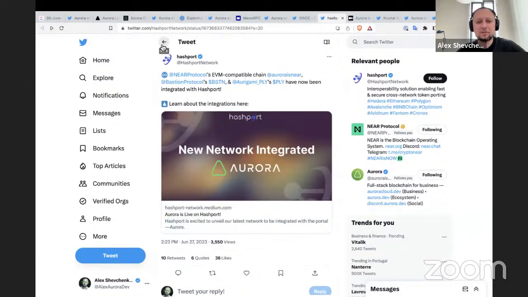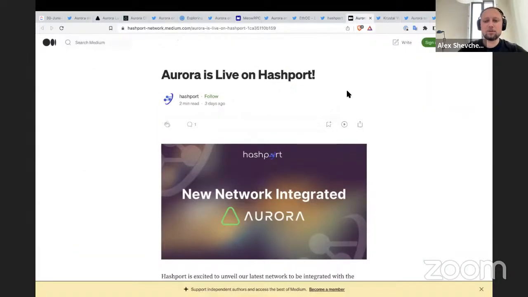Hashport integrated with Aurora, and Hashport is one of the bridging solutions that allows the transfer of tokens between different ecosystems. Originating from Hedera, they are expanding to many different networks and are already working with Aurora. So check it out in case you have been using Hashport. Now you are able to work using Hashport with Aurora too. This is the actual announcement.